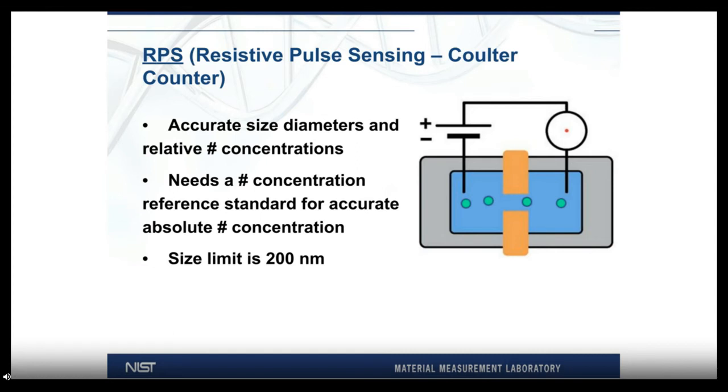We're also looking at resistive pulse sensing, or RPS, also known as a Coulter counter, which gives accurate size diameters and relative number concentration, but again, it needs a number concentration reference standard to do absolute measurements. And the size limit here is about 200 nanometers, so you can't go below 200 nanometers.